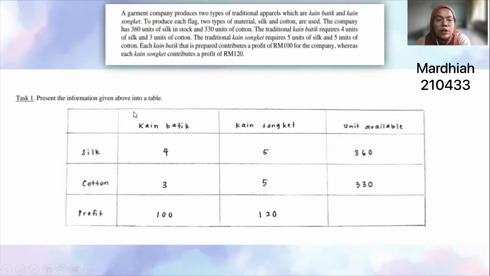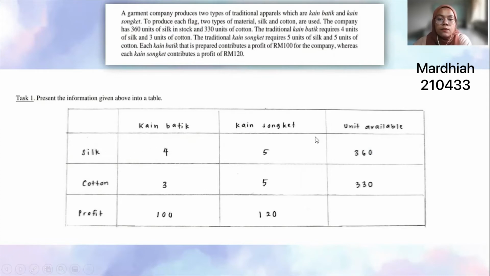So first of all, we need to draw a table. Then in the upper part of the table, we need to write kain batik, kain songket, and unit available, which is the unit available for the material that is used to produce kain batik and kain songket. Then for this part, we need to write the material that we use, like silk and cotton.